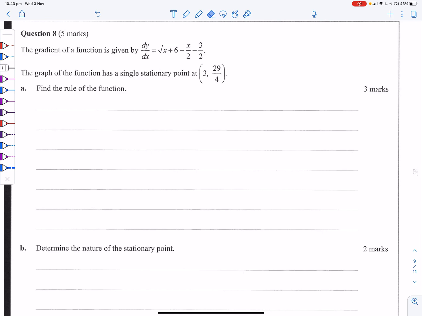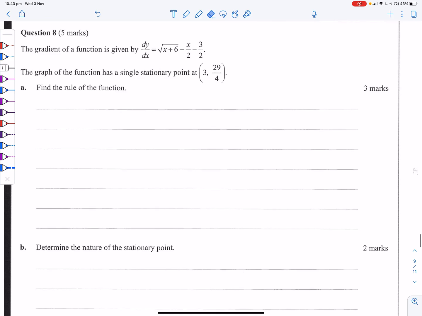Okay, question 8. The gradient of a function is given by this. The graph has a single stationary point at 3, 29 on 4. Find the rule for the function. So we know we can say y is the integral. I'm going to change that to be x plus 6 to the power of a half minus x on 2 minus 3 on 2 dx.